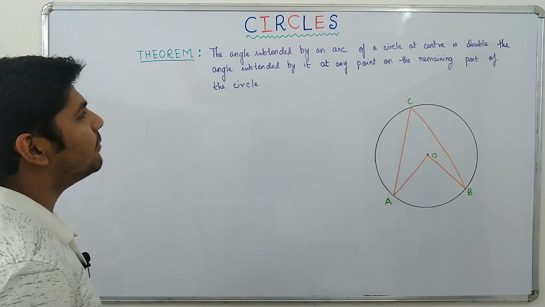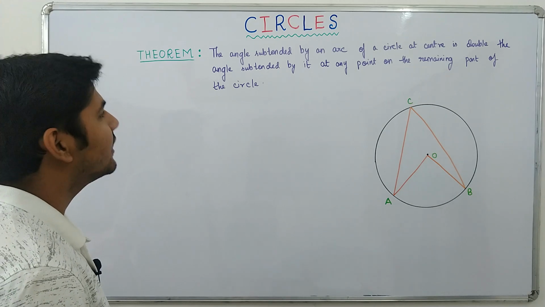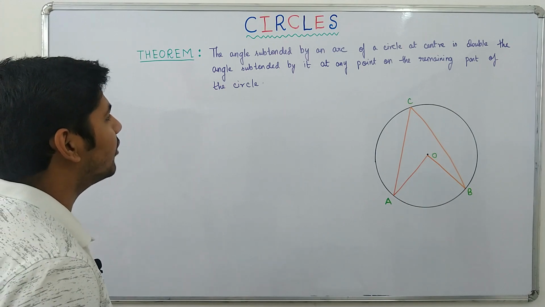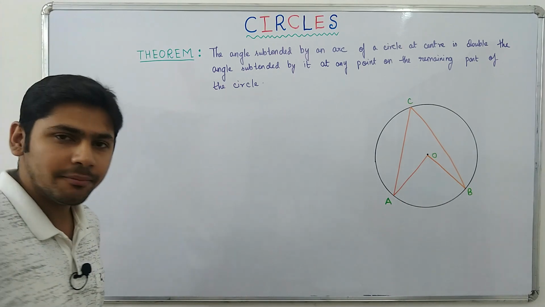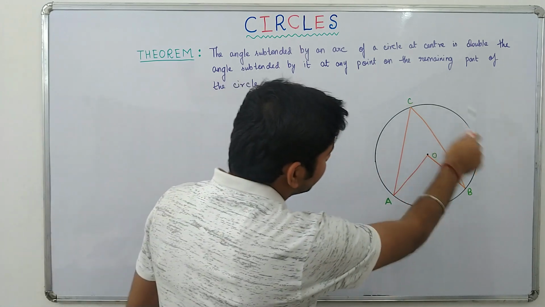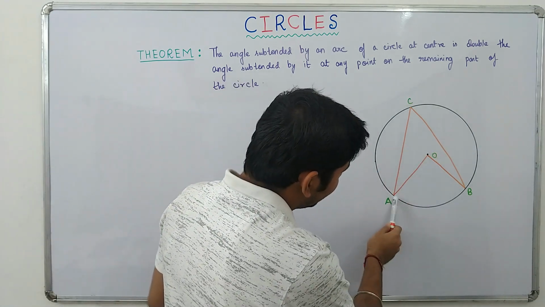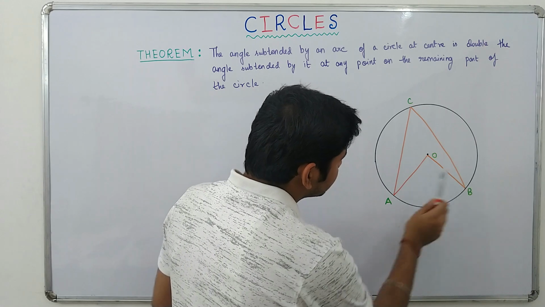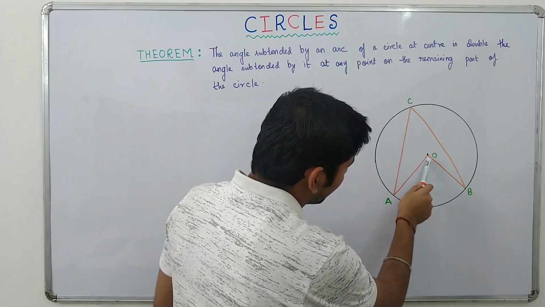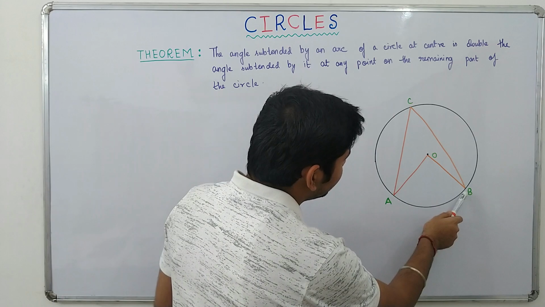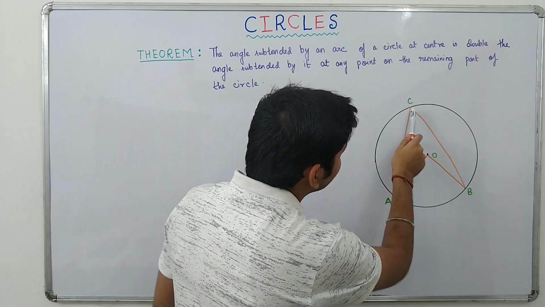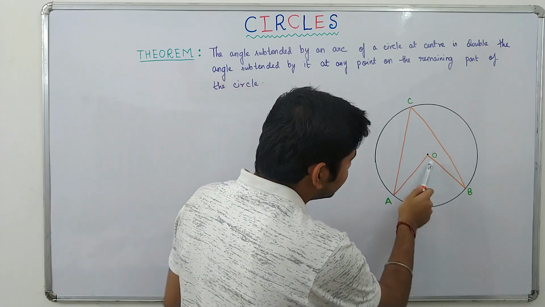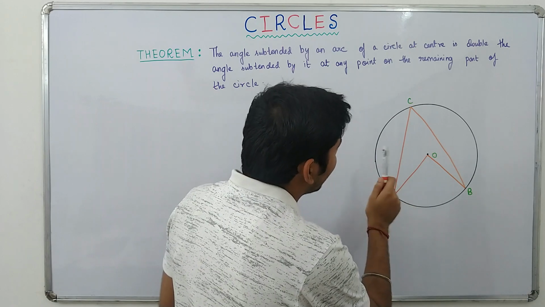The angle subtended by an arc of a circle at center is double the angle subtended by it at any point on the remaining part of the circle. What does this mean? Say we have a circle over here and an arc AB. Now the arc AB subtends an angle at the center O, and the arc AB subtends an angle on the circumference at C.